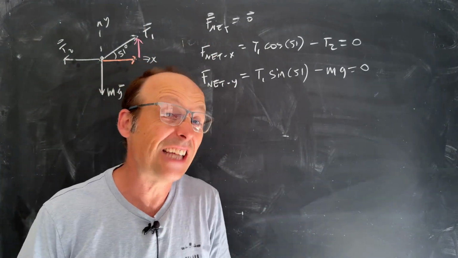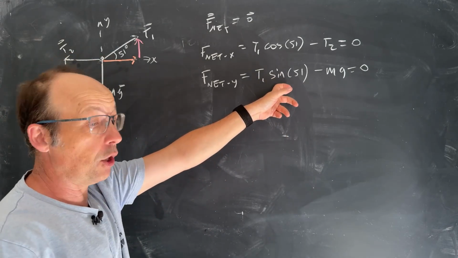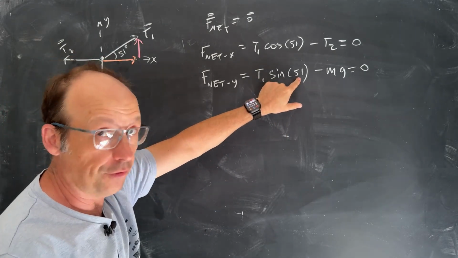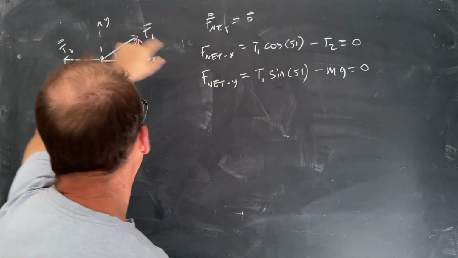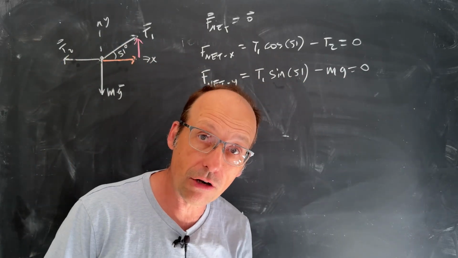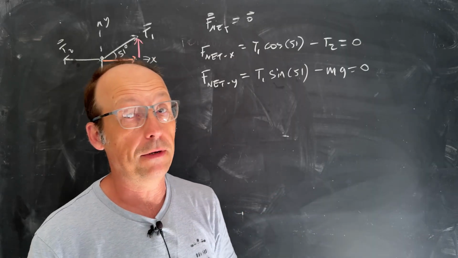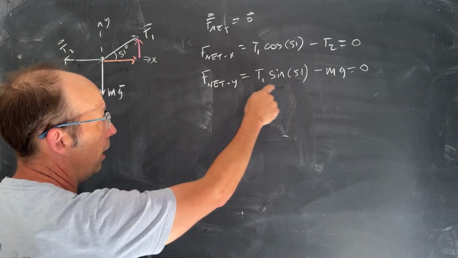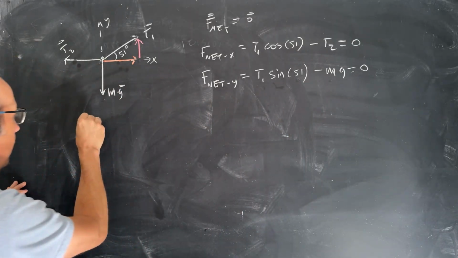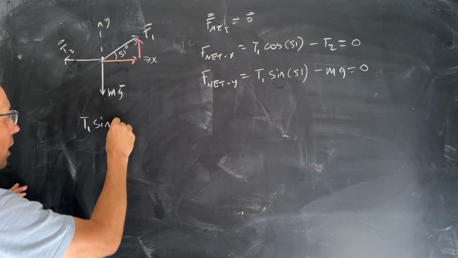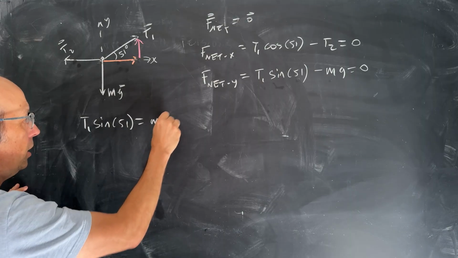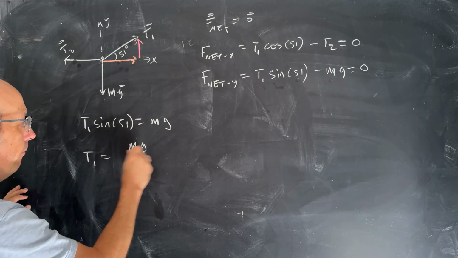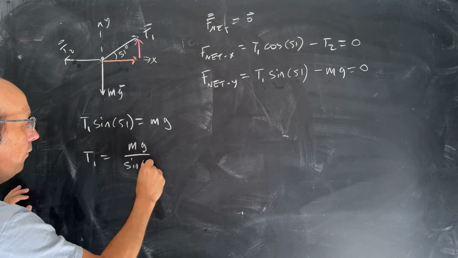And in this case, it's actually pretty easy because this second equation only has one thing that we don't know. I don't know T1. I know 51. I just wrote it down. I know the mass is 20 kilograms. And I know g, the gravitational field, is 9.8 newtons per kilogram. So let's just solve this for T1. If I add that to both sides, I'll do it explicitly. T1 sine of 51 is mg. Now I'm going to divide by this. T1 equals mg over sine of 51.